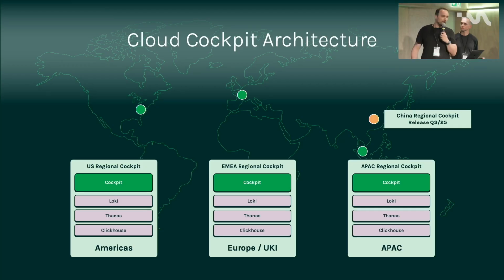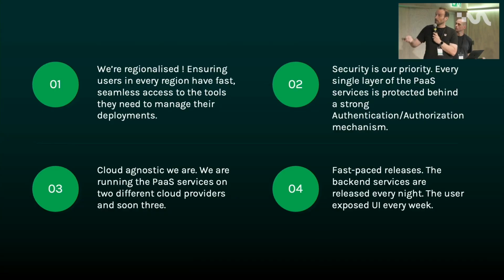I'm not going to stay too long on the architecture. They have said a lot, but since the end of 2024, we are on 3 regions, which means logs, metrics, and cockpit are decentralized. So as a customer, you're assigned to the closest cluster to your place. So we have one in the US, one in EMEA, one in APAC, and soon one in China. We are working on it actually right now.